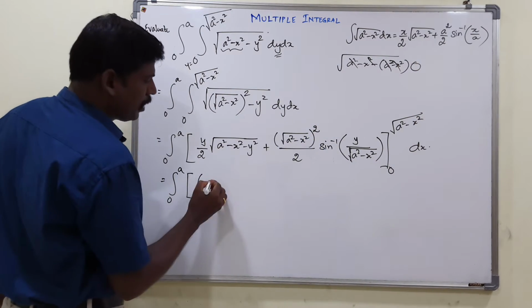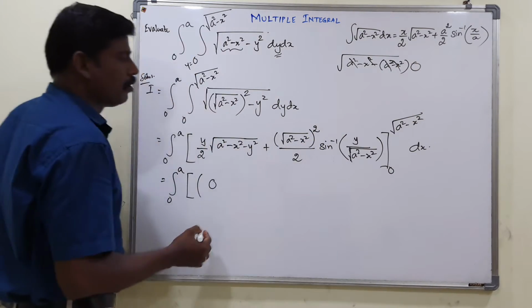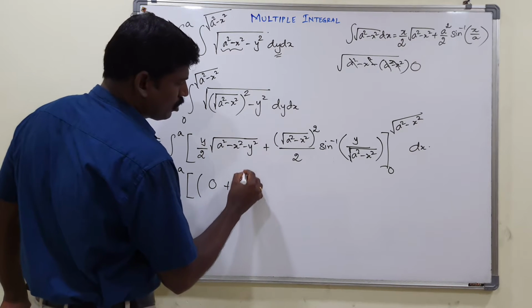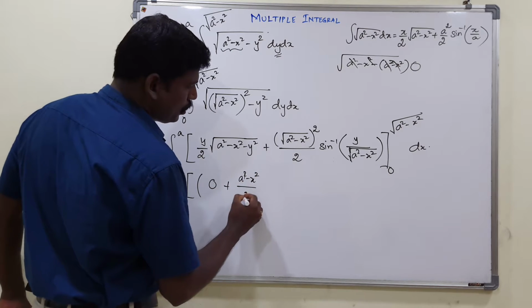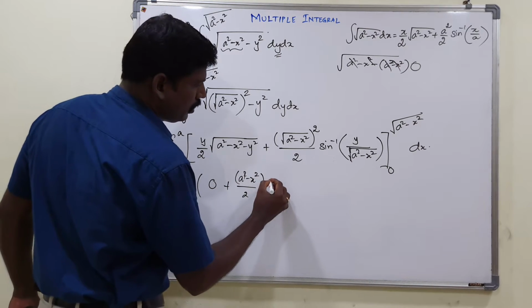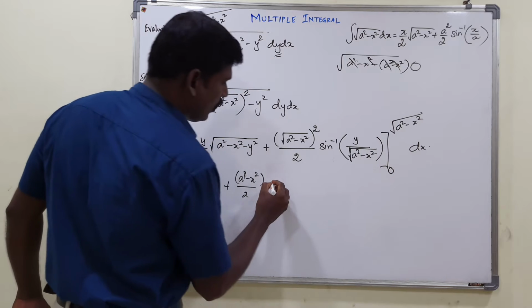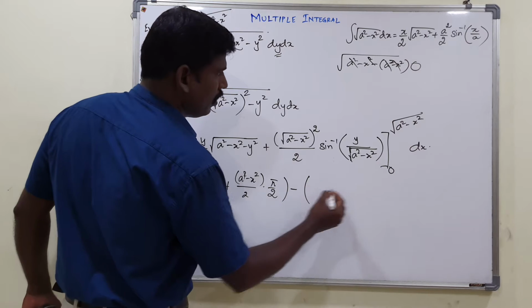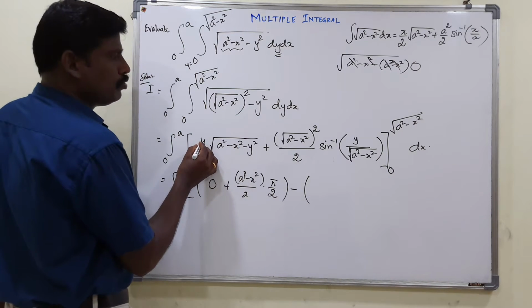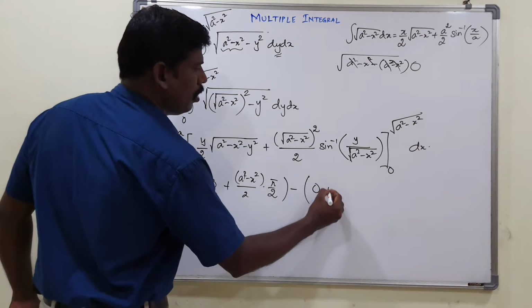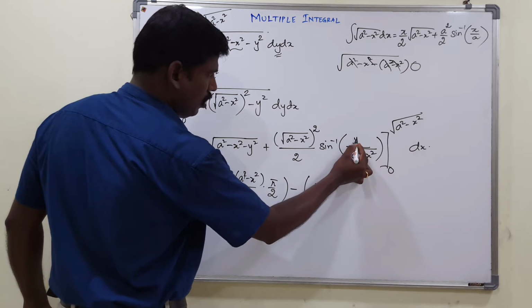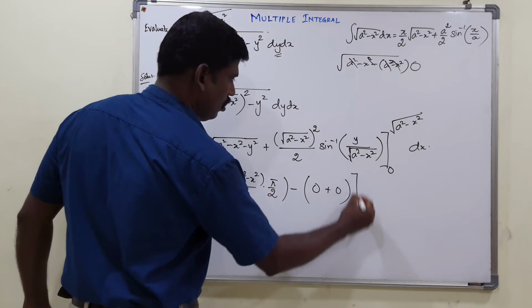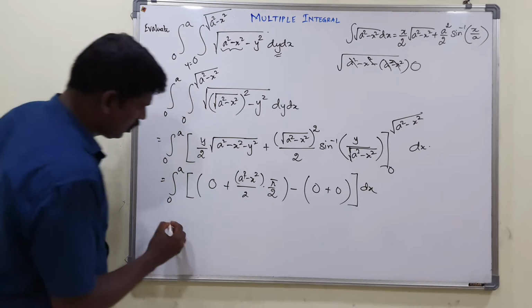So the first term becomes 0 when we apply the upper limit. Plus, what is this value? Square. When we take the square, a square minus x square by 2 into sine inverse of 1. What is sine inverse of 1? Pi by 2, isn't it? Minus, applying the lower limit, y becomes 0, so the entire term becomes 0. Here sine inverse of 0 is 0. Everything is in a product, so it becomes 0. That's all. Into dx.